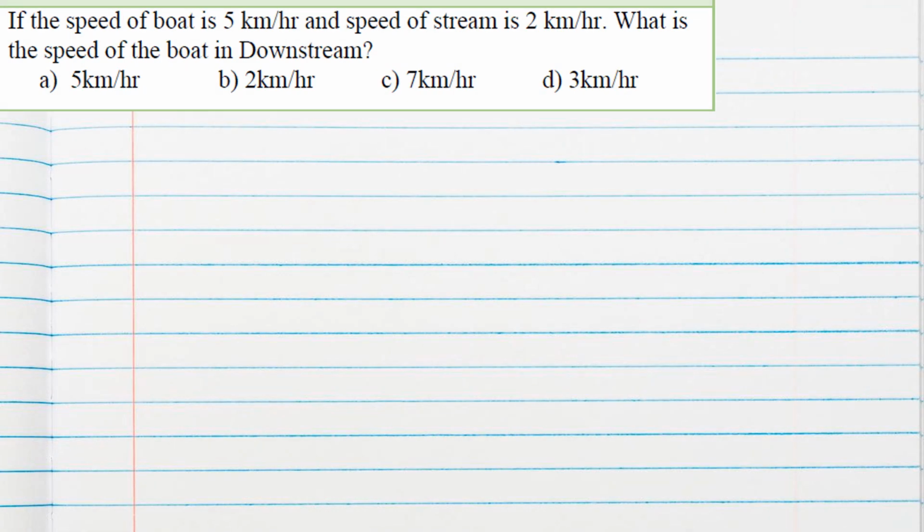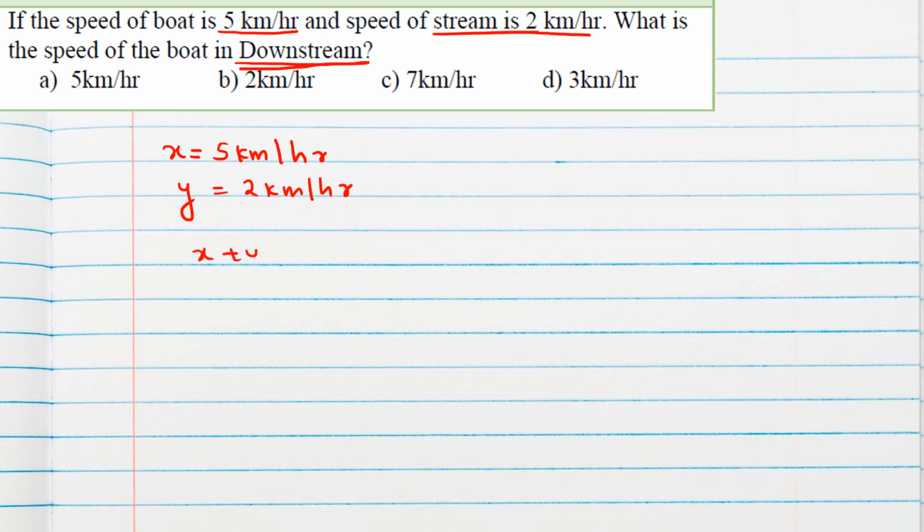First question: if the speed of the boat is 5 km per hour, that is the x value, as I already supposed x as the speed of the boat, and the speed of the stream, that is water, is 2 km per hour, meaning y is 2 km per hour, then what is the speed of the boat in the downstream condition? We know the downstream condition is x plus y. So 5 plus 2 equals 7 km per hour is the answer.